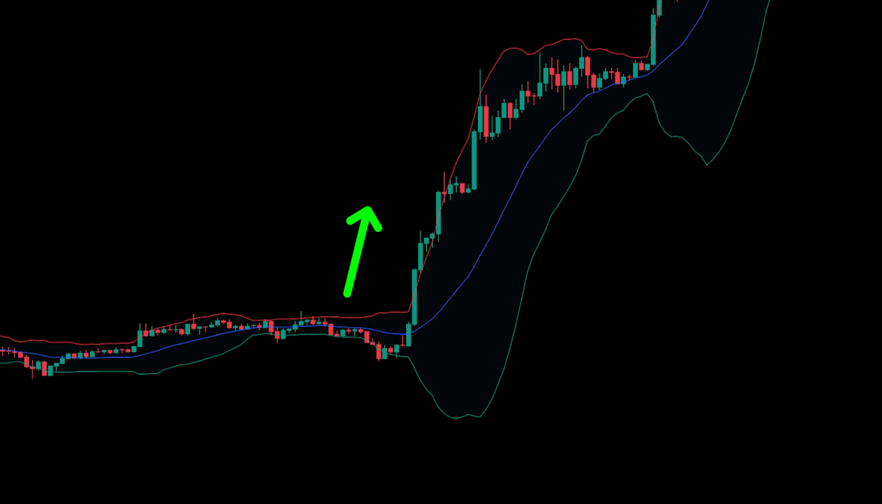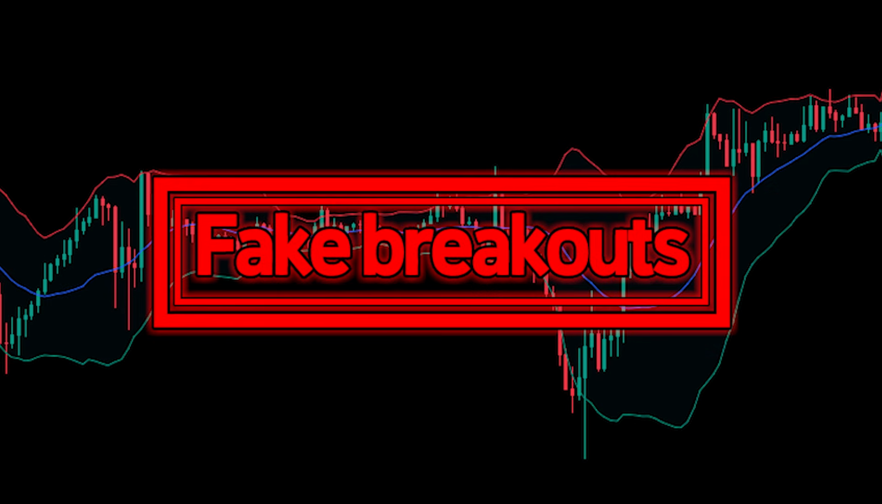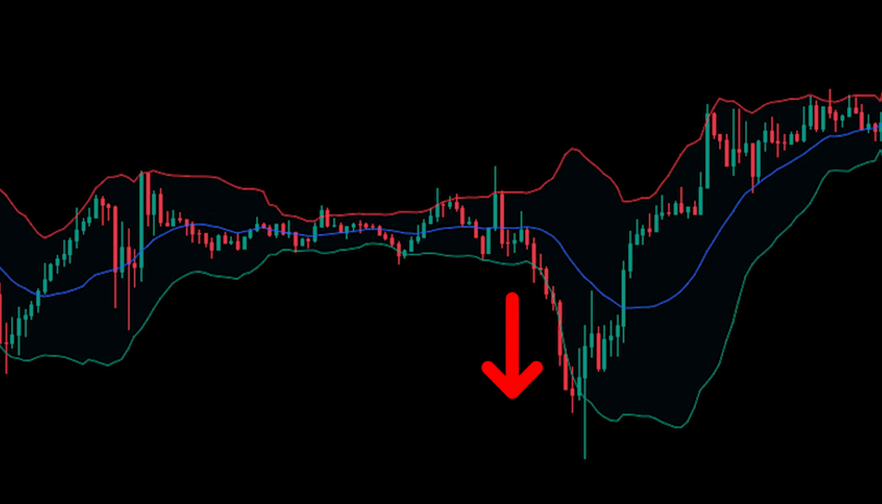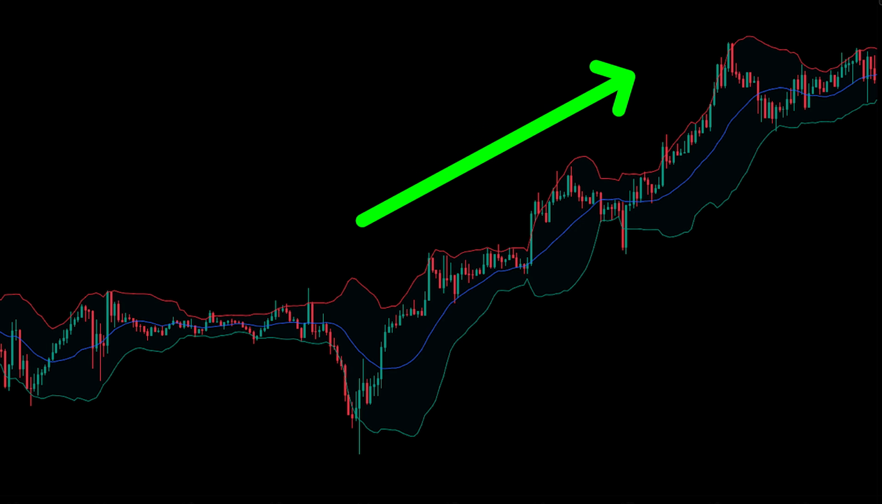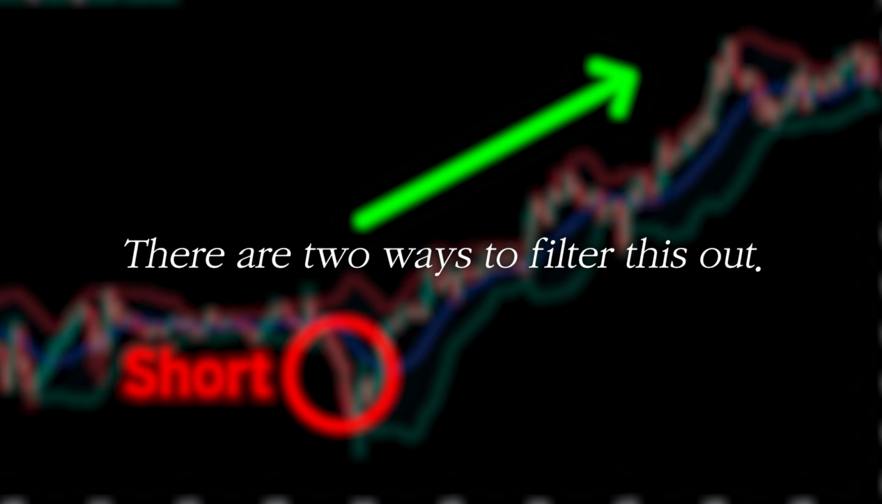At some point, a candle will break out of the bands. That's your entry point. But there's one problem: fake breakouts. Price can look like it's breaking below the lower band, then suddenly reverse and spike upward. If you short it in that moment, you're caught in a losing position. There are 2 ways to filter this out.